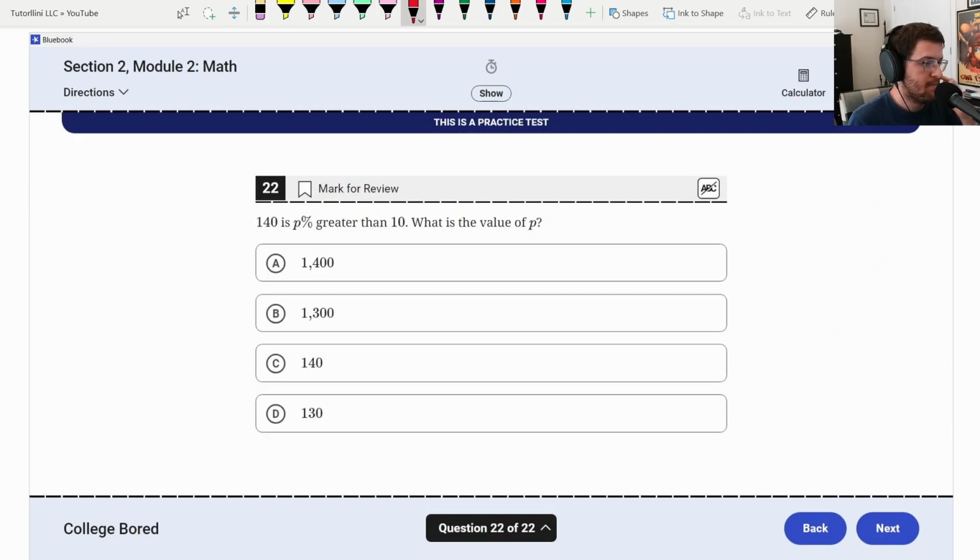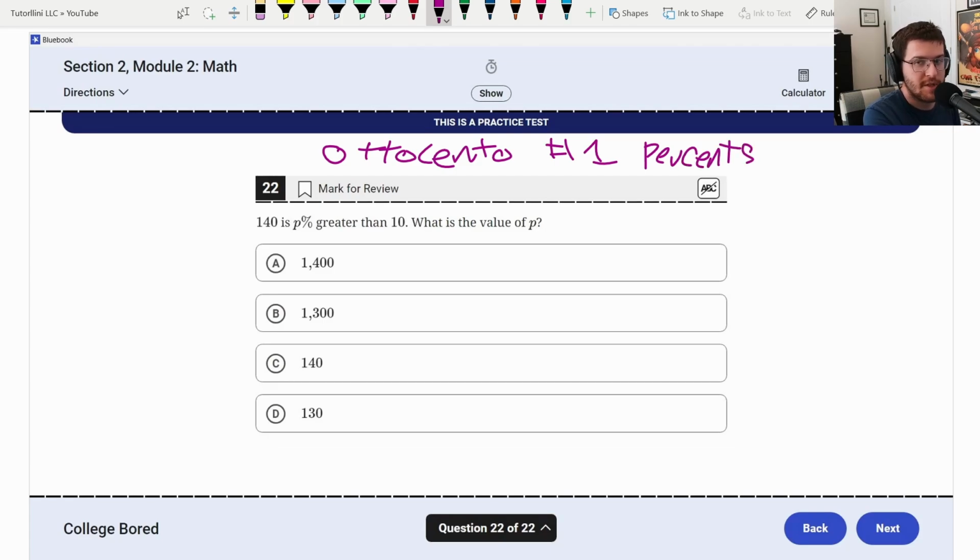Okay, question 22. I go over this in my Ottocento number 1 on percents and also in my shorts. There's a bunch of ways to do this, but probably the easiest way to find a percent increase, decrease, percent change from values is to just use the percent change formula. So new minus old over old times 100. And we're going to make the old 10, and then we're going to make the new 140.